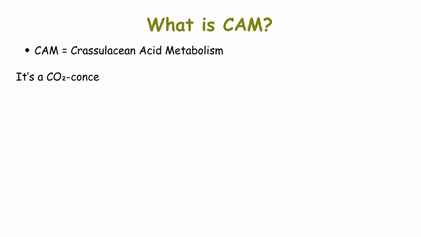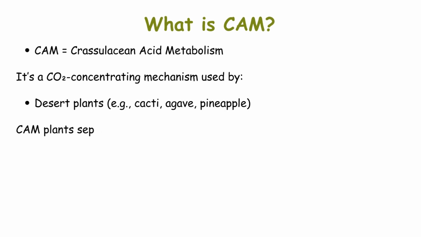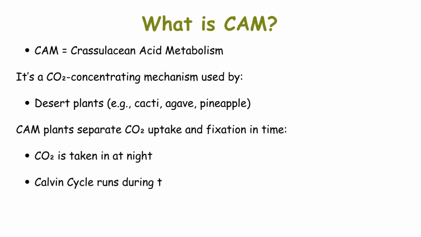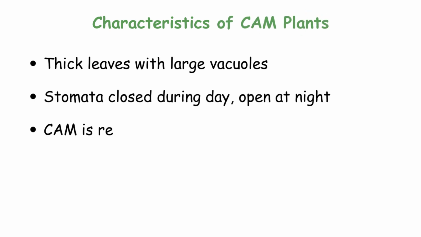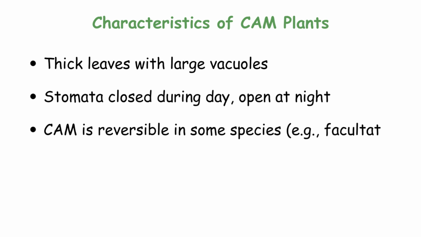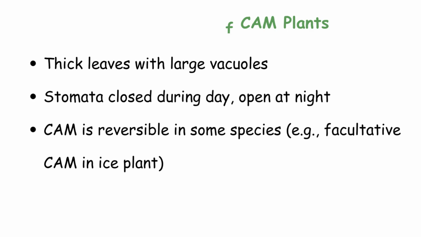Key enzymes. This process involves PEP carboxylase for nighttime fixation, malate dehydrogenase, and malic enzyme, Rubisco for Calvin cycle in the day. Who uses CAM? Common CAM plants include cactus, pineapple, agave, aloe vera, orchids. They have thick, waxy leaves and large vacuoles, perfect for harsh environments.